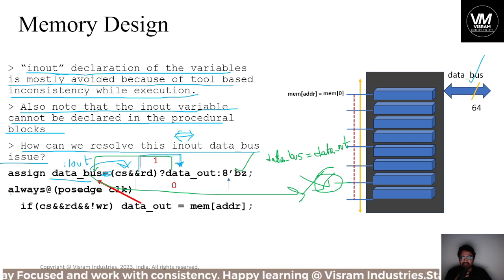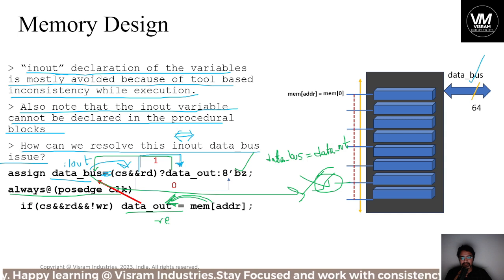So in the always at the rate posedge clock, instead of data bus, you are using data out from the memory location. So from the memory location, what are you doing? You are reading. This is a read process. Hence, read is enabled, chip select is enabled, write is not enabled. These are the command signals, the input signals.